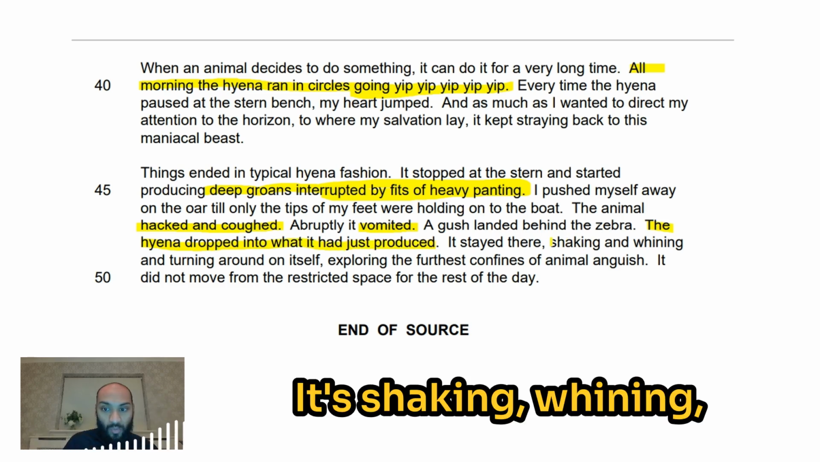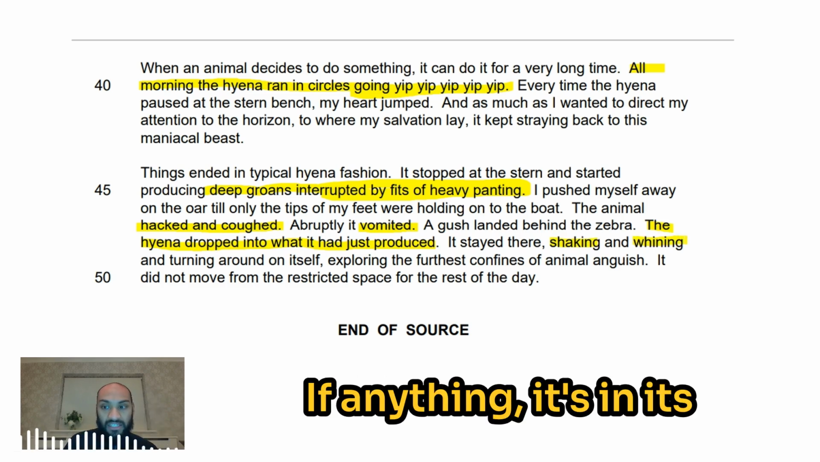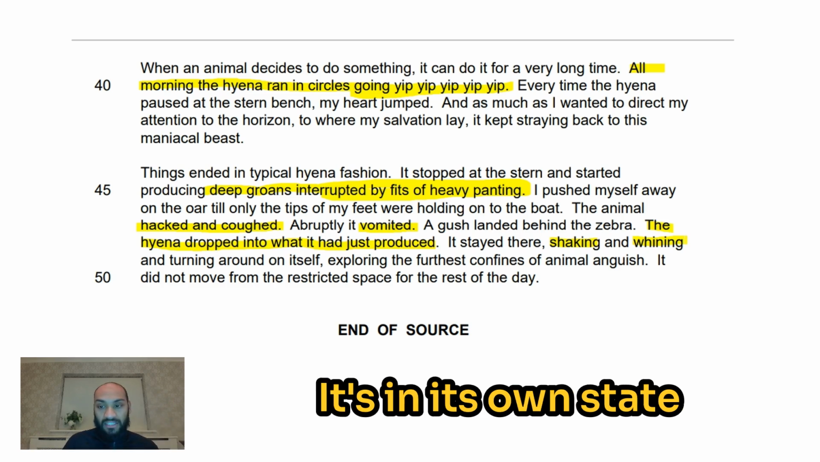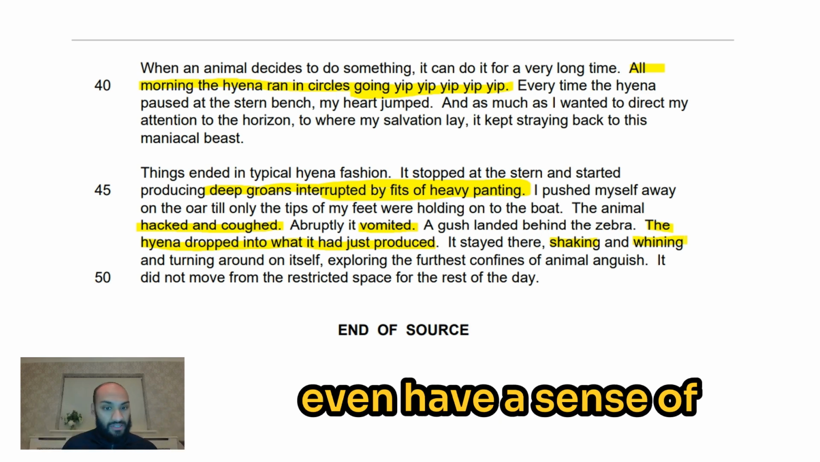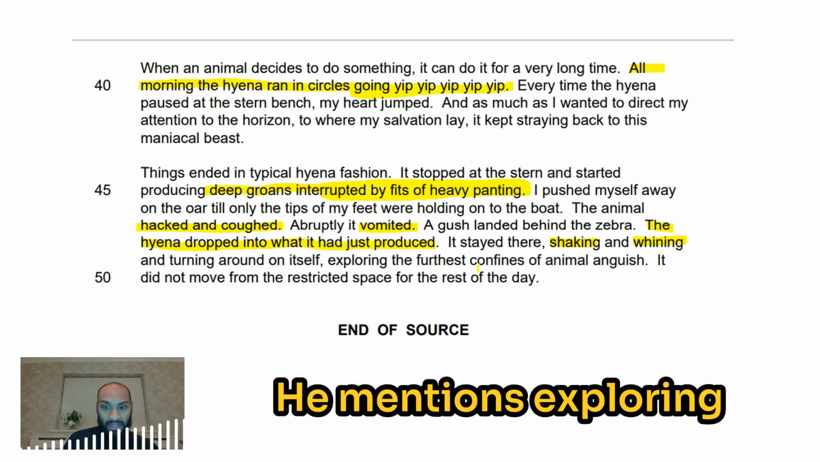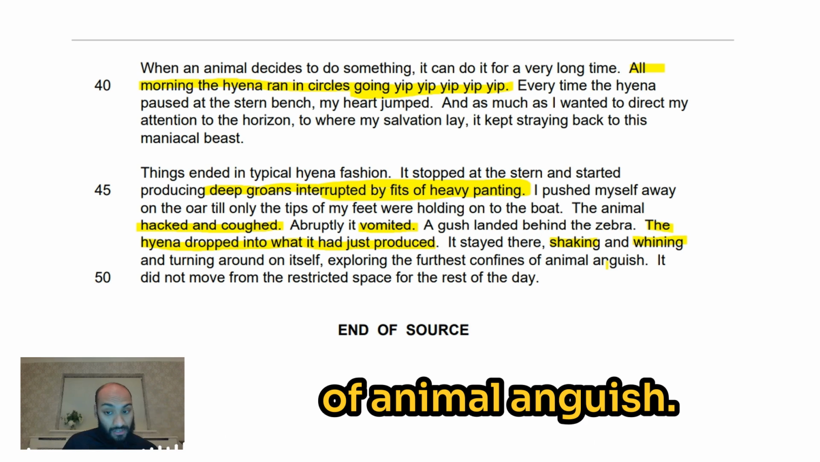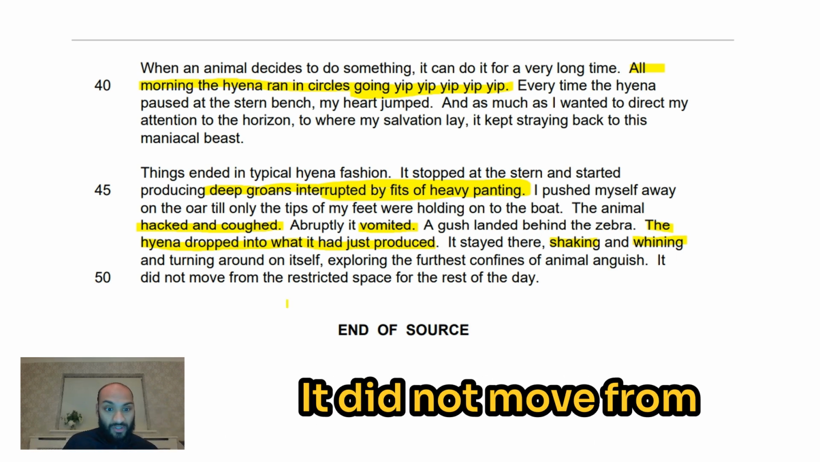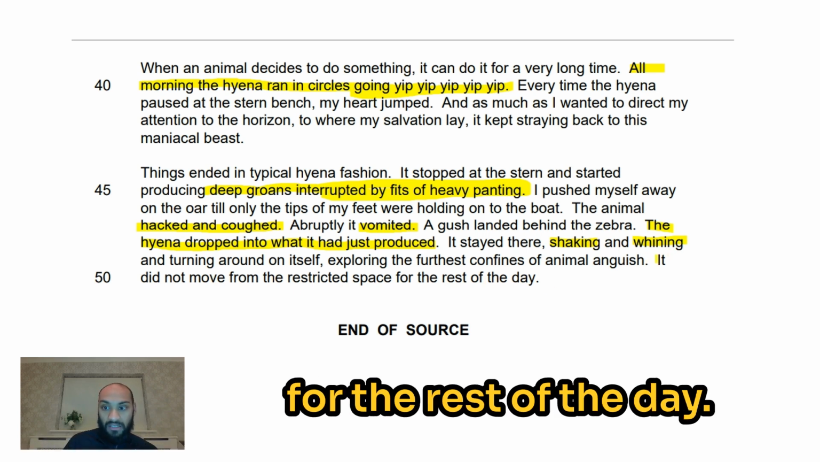It's shaking, whining, so it's not attacking. If anything, it's in its own state of trouble, its own state of discomfort. And yeah, we might even have a sense of sympathy for the hyena. He mentioned exploring the furthest confines of animal anguish. So we feel this pain and suffering. It did not move from the restricted space for the rest of the day.